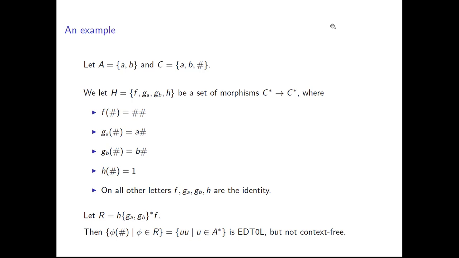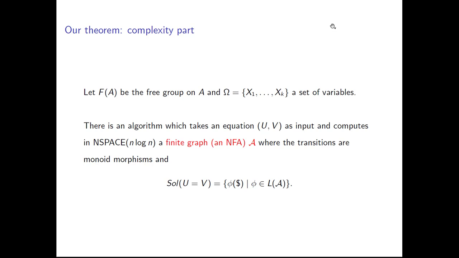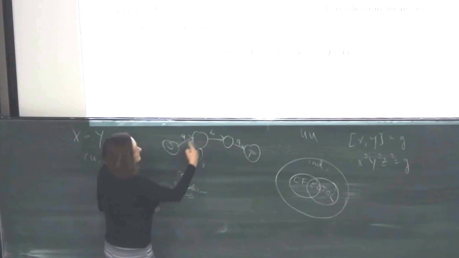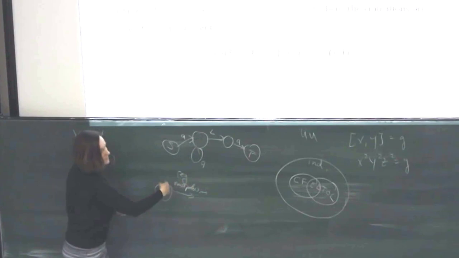All right, so now just to go back to our result, the language is EDTOL, and the complexity is to construct the graph that gives me essentially. So I said you take a symbol, you apply a regular family of morphisms. So unlike here, where I just have letters on the edges, what I'm going to have in this graph here, it's going to be maps on the edges, but at the free semigroup level.